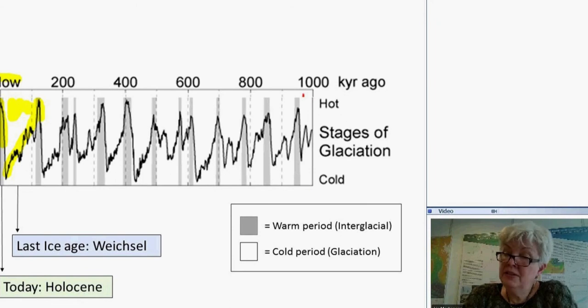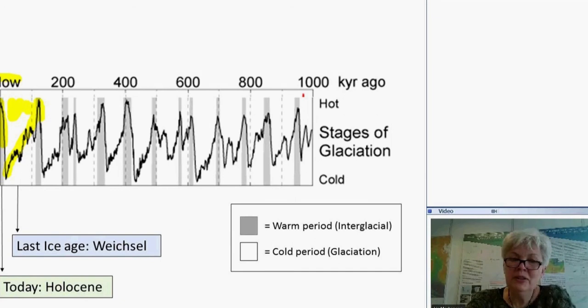The interglacial that we have today has a name. It's called the Holocene. And the last Ice Age that we just had a look at also has a name. It's called the Glacial Ice Age.